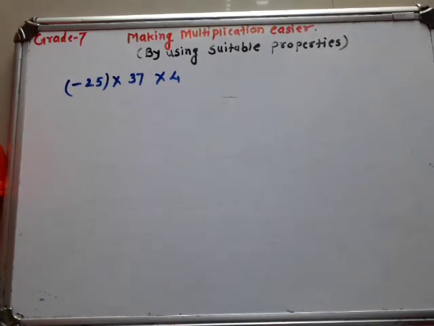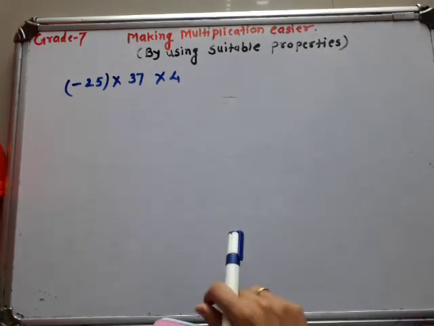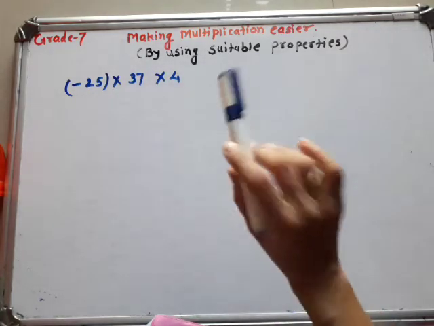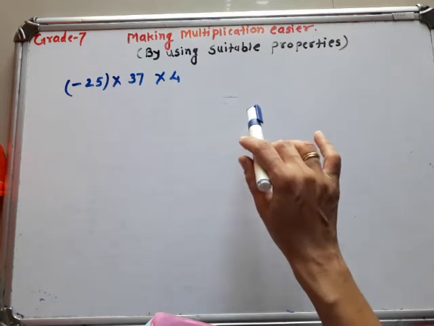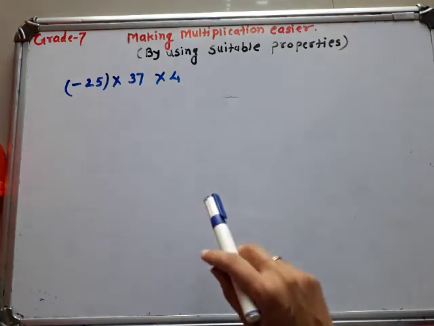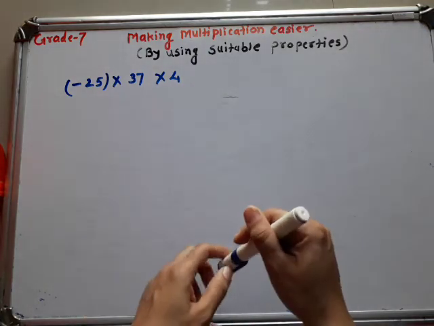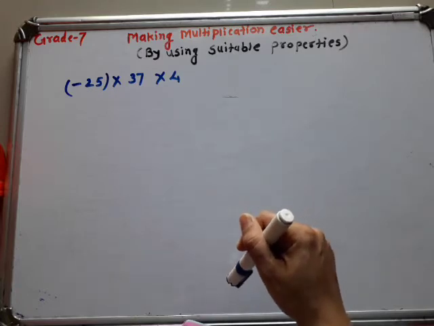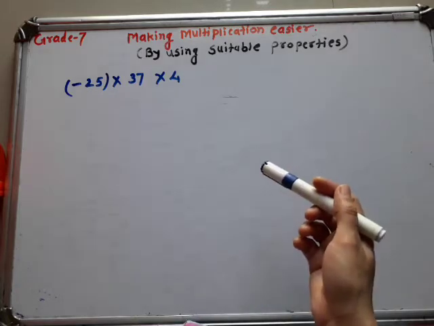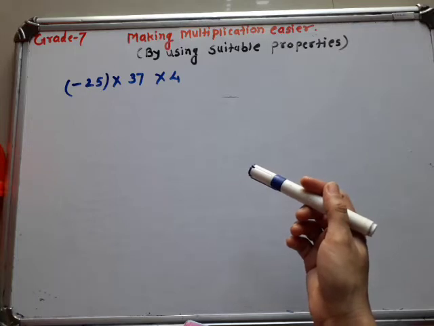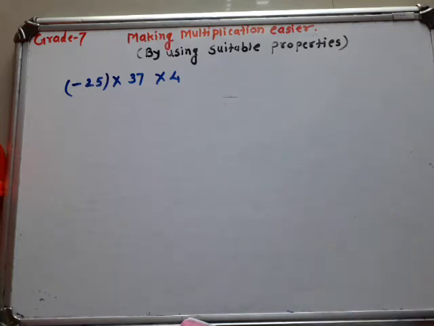Today we see making multiplication easier by using suitable properties. Now you know all the properties, okay? Closure under addition, commutativity of multiplication, then distributive property, associative property. So these are the properties. You already know that.